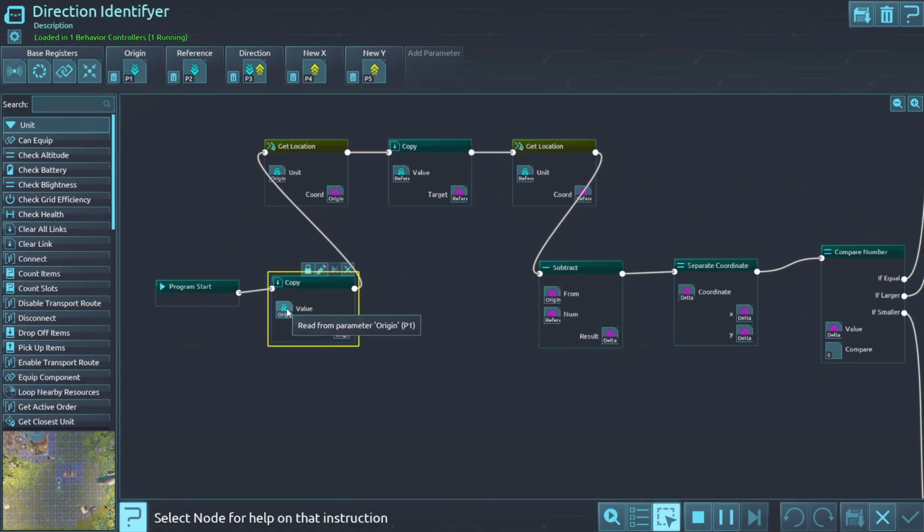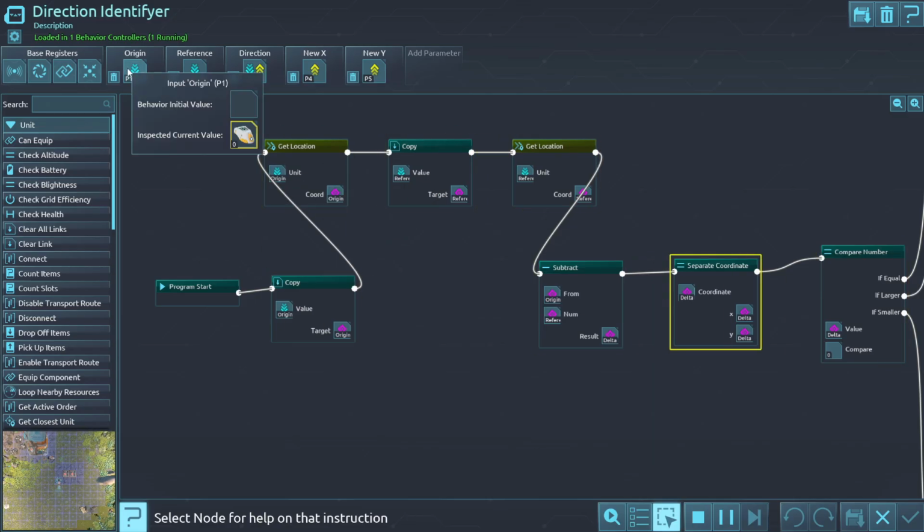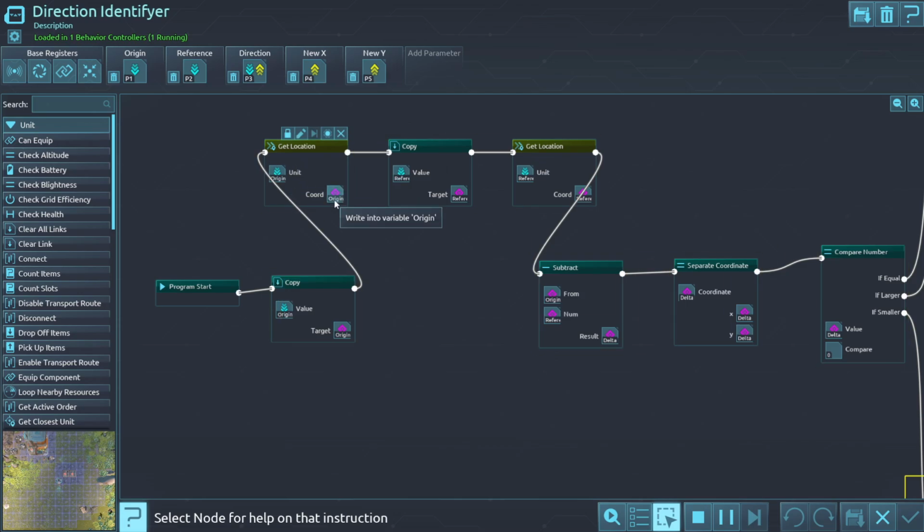And so what I did is I've got this copy right here to take the origin and copy it into this internal origin value. And so if this is a coordinate value, then it'll just do that copy and it'll be fine because the get location will just fail and then it'll just move on. And then if it gets a unit reference, then it gets that location and then moves forward. And so it works either way.